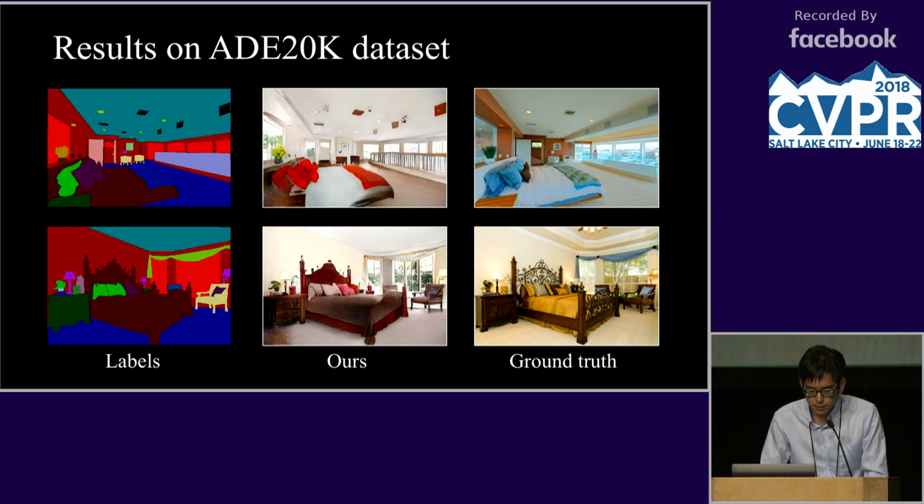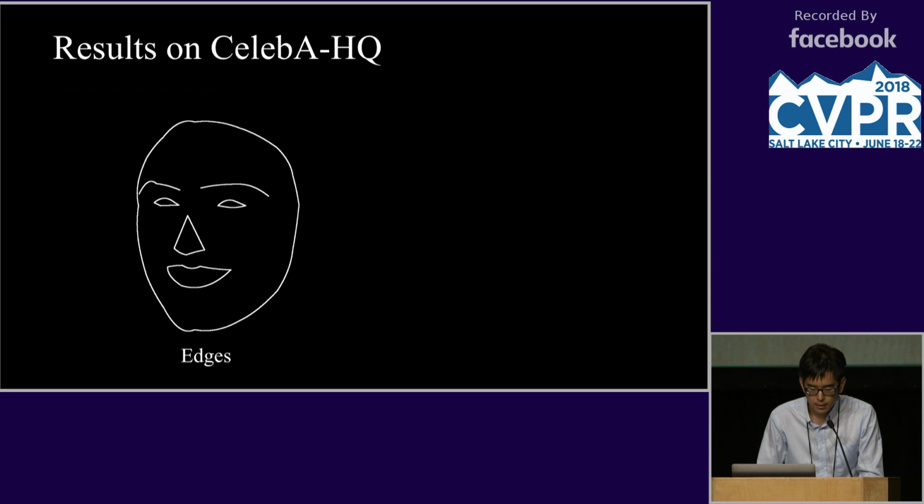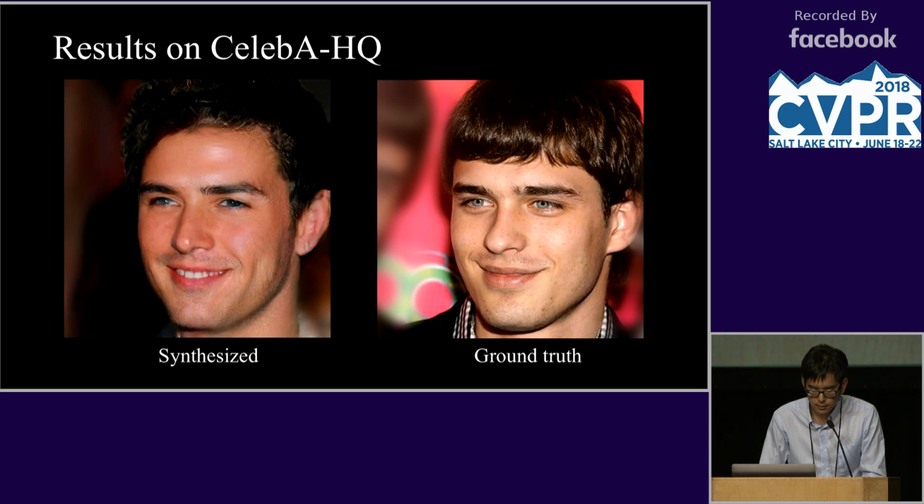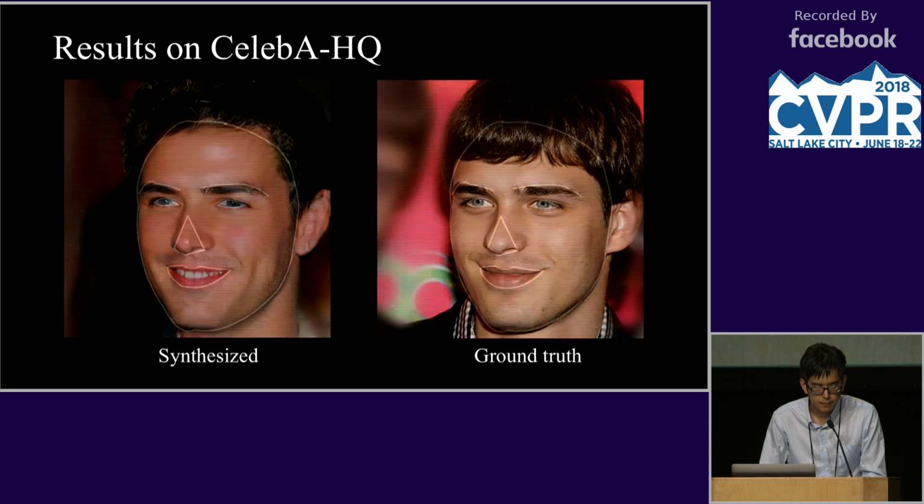Here are some examples on the ADE20K dataset. And finally, we show an edge-to-face example. So this is the input edge map, and this is the synthesized image. For your reference, this is the original image that was used to generate the edge map. We show a blending of the two images to convince you that they too have the same expression.